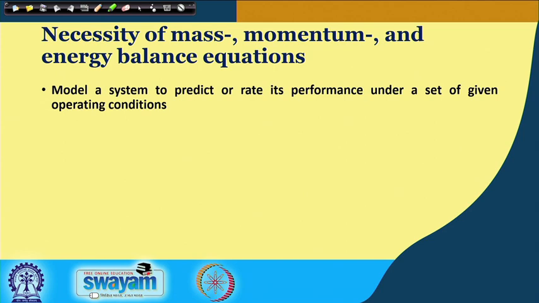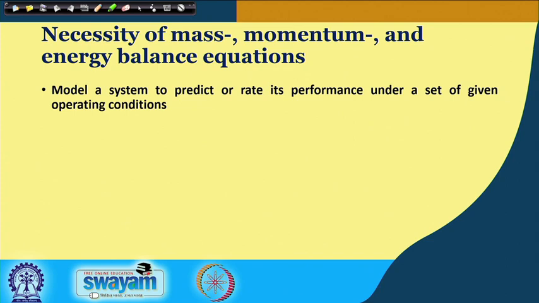Now, everywhere whenever you analyze, you find that you put some model equations which are nothing but the conservation laws put in a mathematical form. So, basically these mass, momentum and energy balance equations are needed to model a system. Why? Because if you want to predict the performance or to rate, that means you want to understand how good or how bad it is performing.